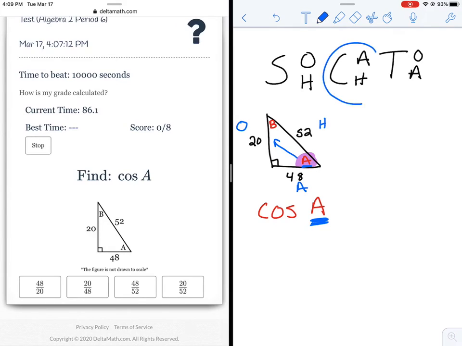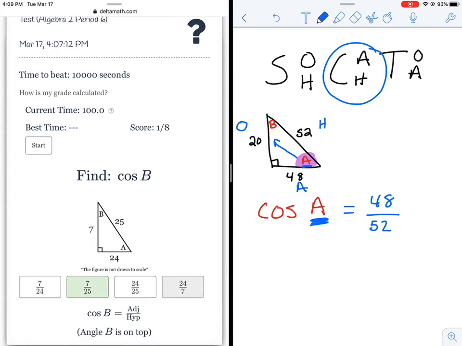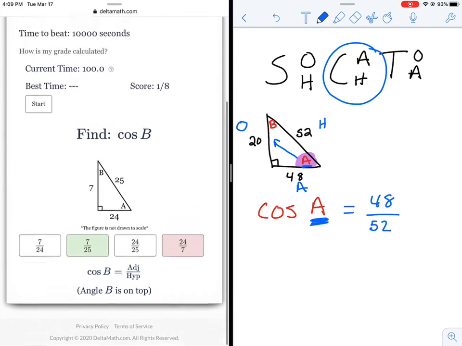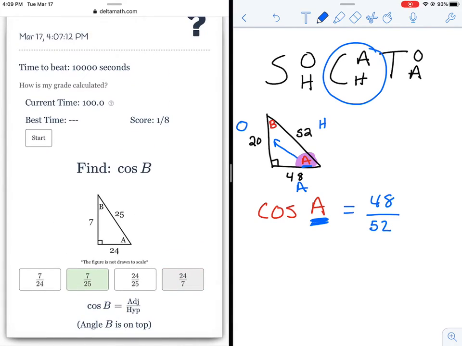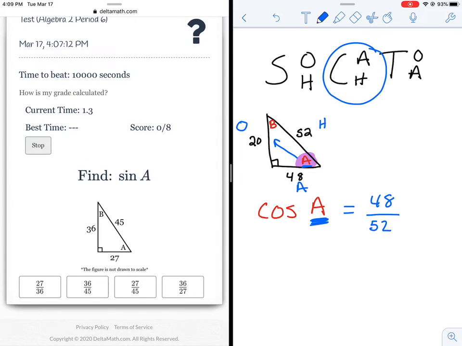So for cosine, I know I'm doing adjacent over hypotenuse. So my adjacent is 48, my hypotenuse is 52. So you're going to look where it says 48 over 52, and then it goes right to the next one. That means that you got it right. If you click one randomly and it's wrong, your time's going to stop and you have to start over. So your goal in this is to get 8 of them correct in a row. So now I need to start over.